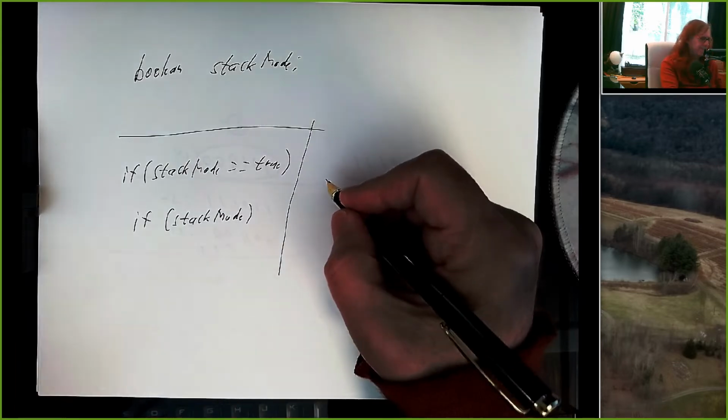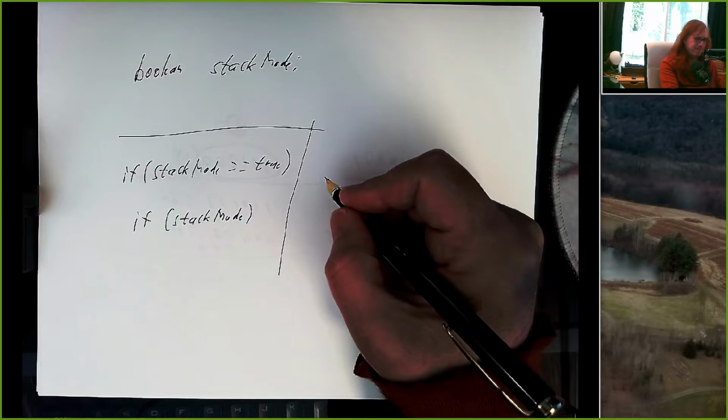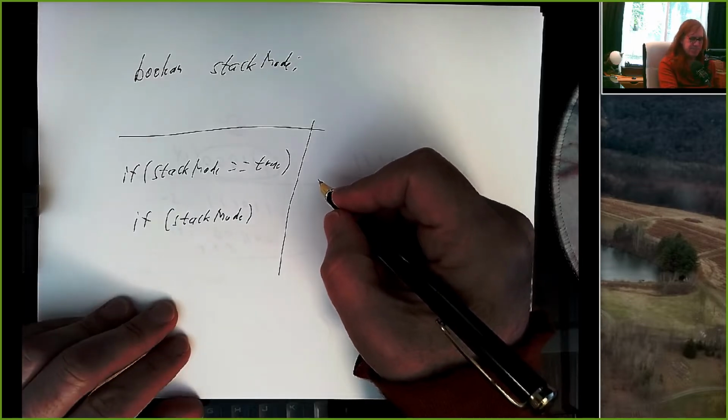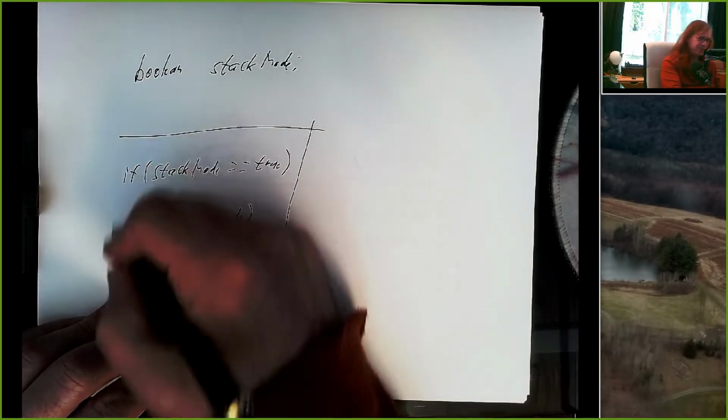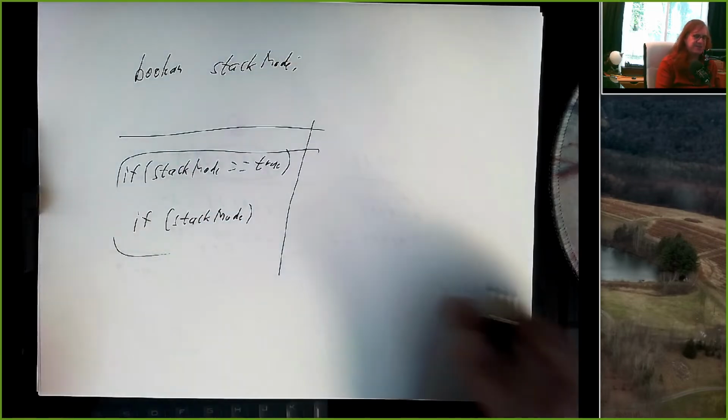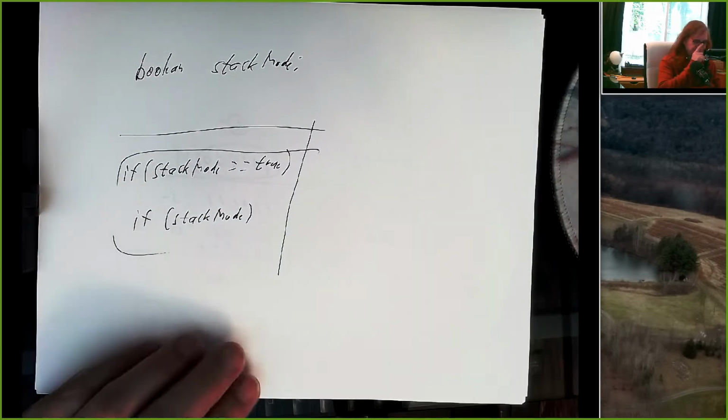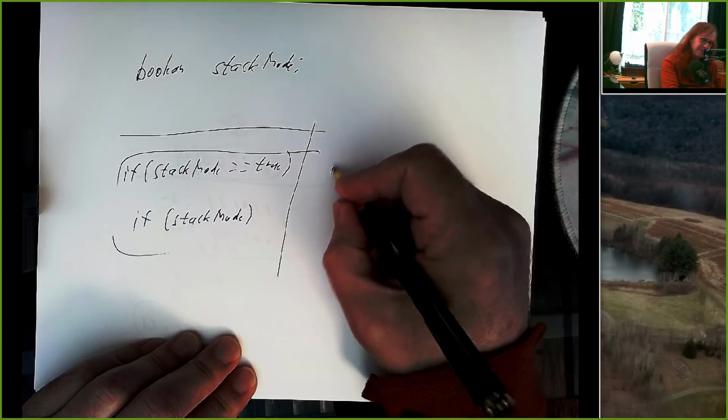Well, don't you have to assign stack mode in Boolean before you assume that that's true or false? I'm just showing some code later on. Yeah, something has to give stack mode a value, or this would make no sense. Okay, I was just making sure. Yeah, good.